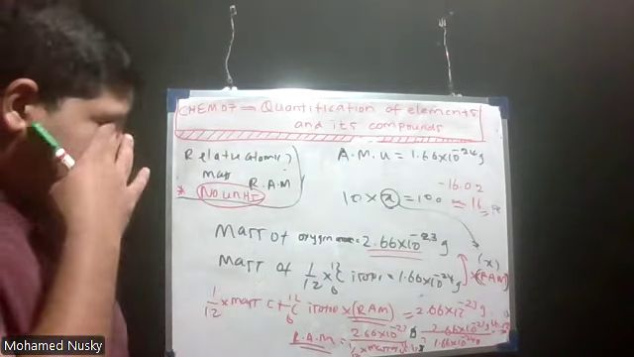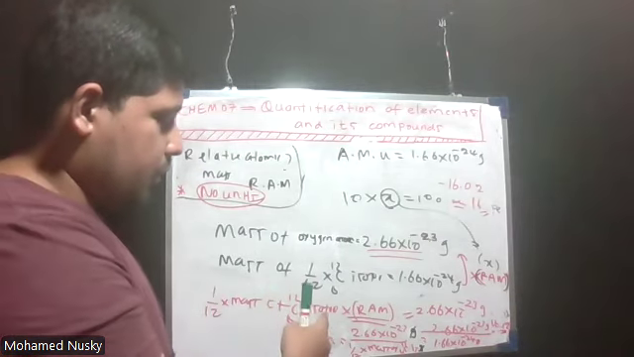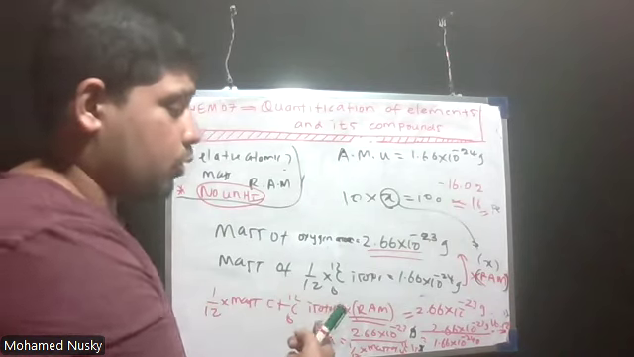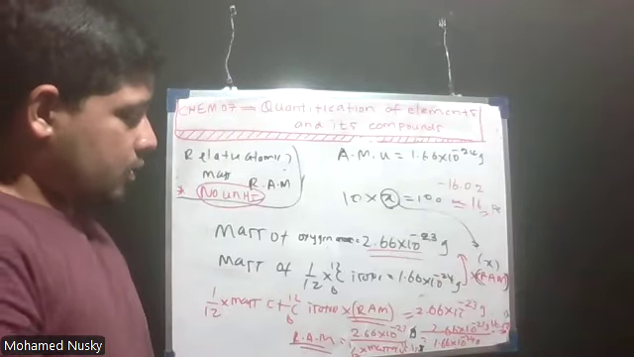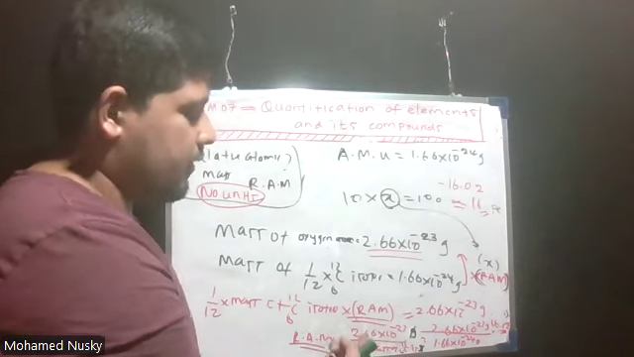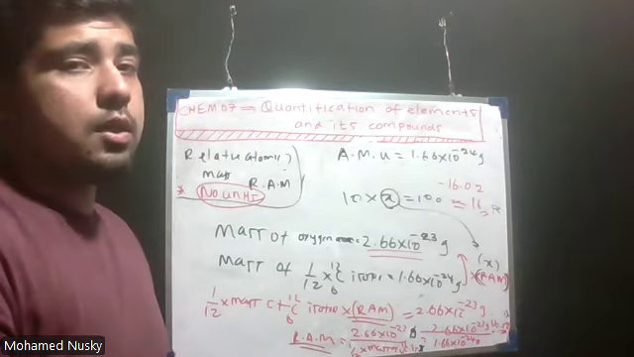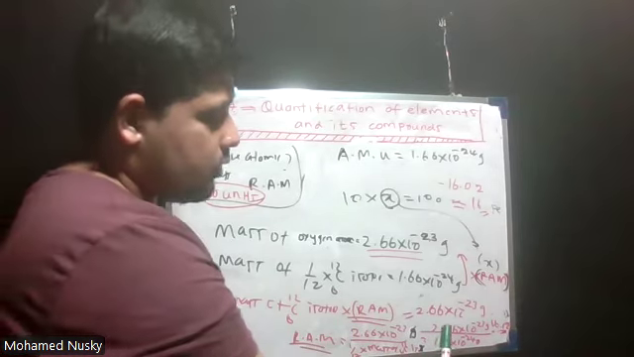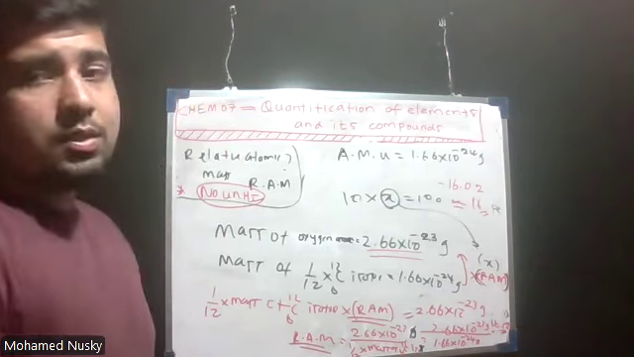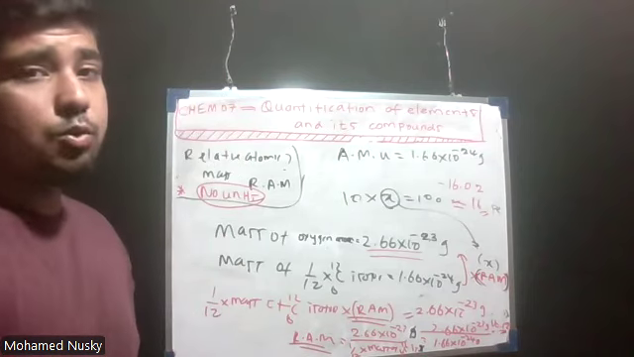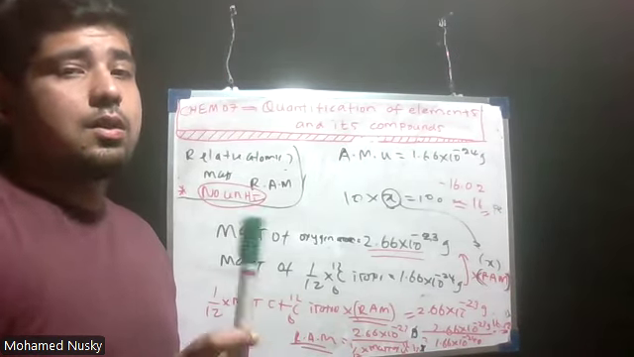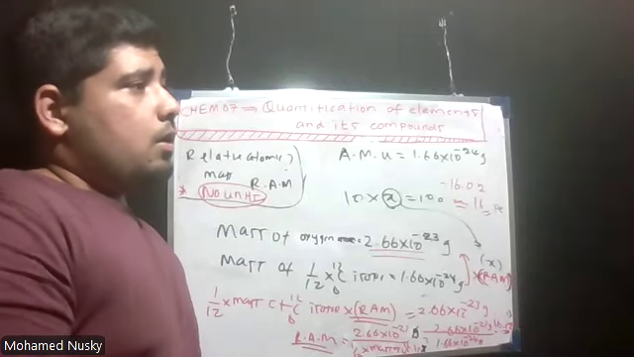Okay. Now, here 1 by 12 the mass of carbon 12 isotope. With what number should I multiply 1 by 12 the carbon 12 6 isotope to get the mass of the oxygen atom? So, relative atomic mass is 2.66 into 10 to the power minus 23 grams divided by 1 by 12 the mass of carbon 12 6 isotope in gram, that is, 1.66 into 10 to the power minus 24 gram. You will get 16.02. What is that 16.02? It is the relative atomic mass of the oxygen atom.